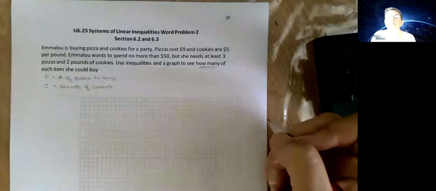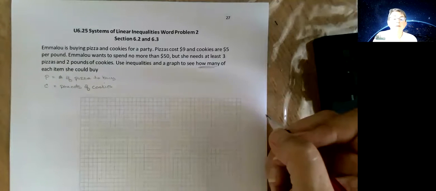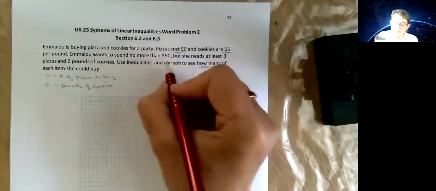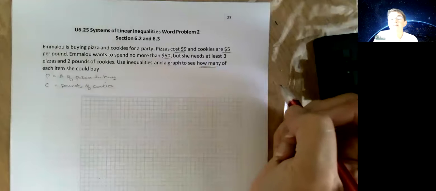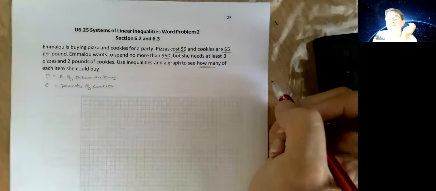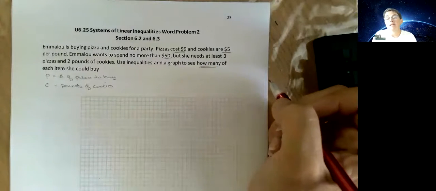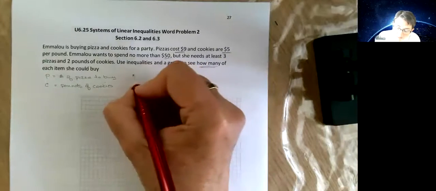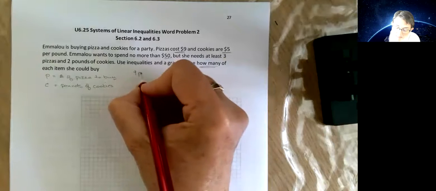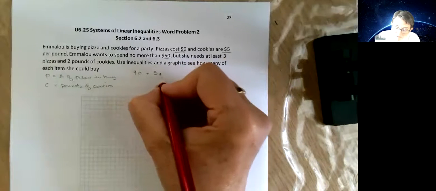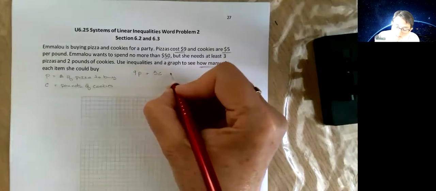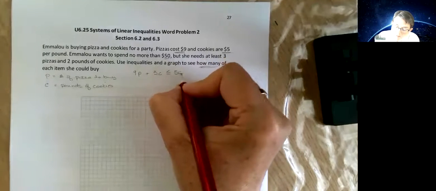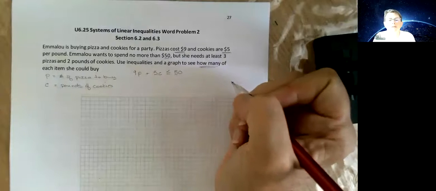Now this question's a little more in-depth than some of our other ones, because first of all, we're talking about money. And that's really a common thing with the linear inequalities: you have the stuff you've got to buy, and there's so much, and you have amount X for budget. So the first thing we can get is every pizza. It's $9 for a pizza plus $5 for a pound of cookies, and she doesn't want to spend more than $50. So less than or equal to 50. Okay, so that's that part.